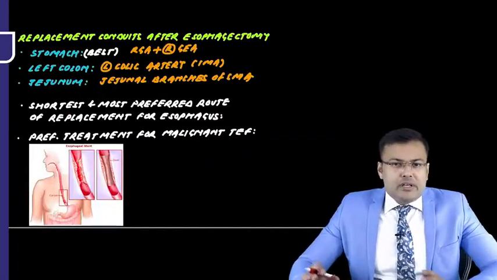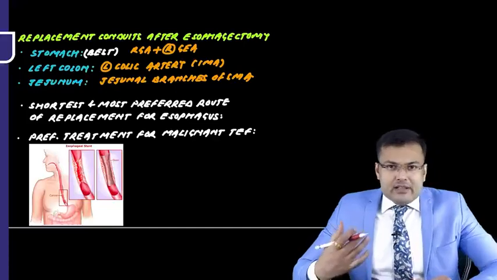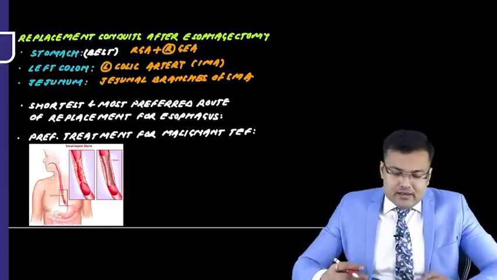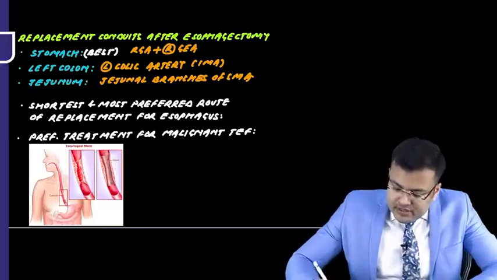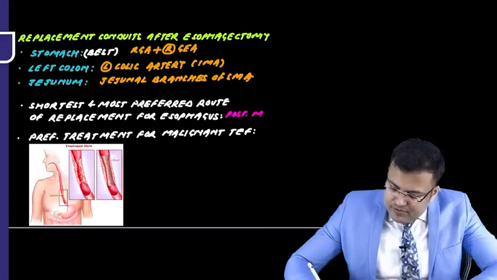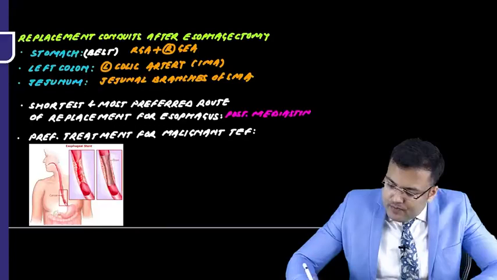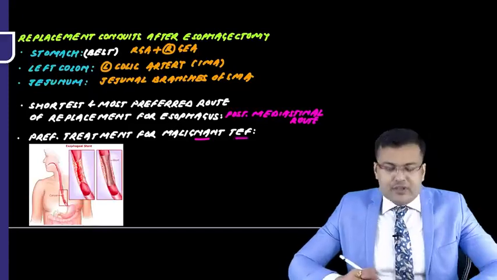What is the shortest and most preferred route of replacement for the esophagus? It's the same route where the esophagus passes. So which one is this? Posterior mediastinal route. This is the shortest and most preferred route. Clear?